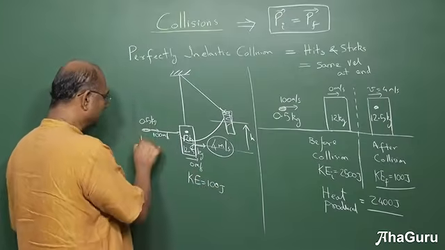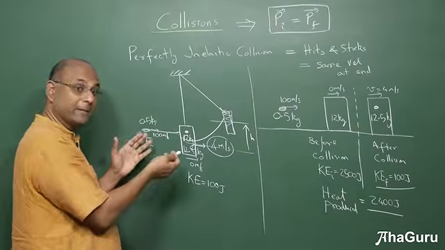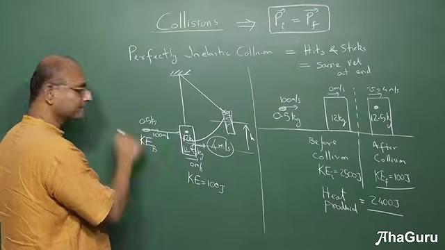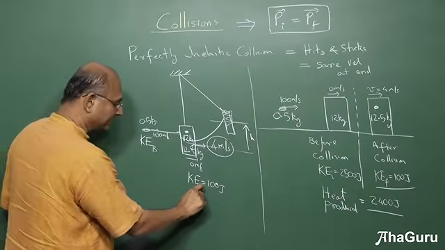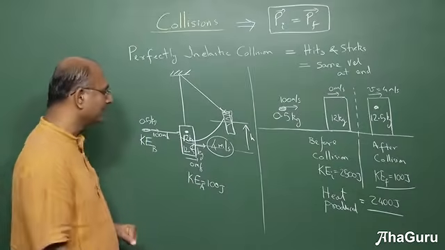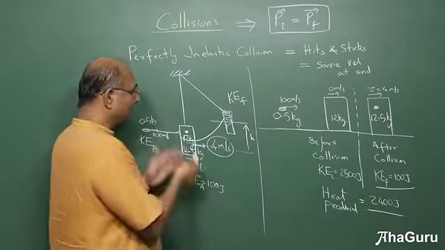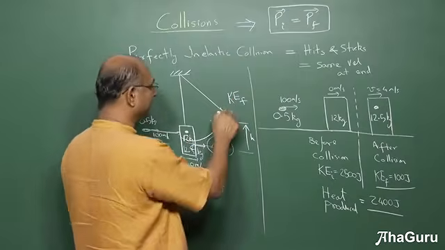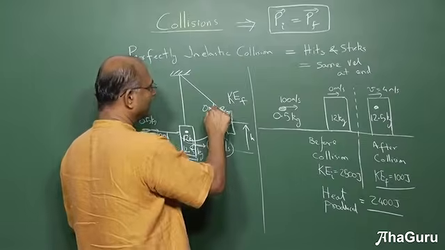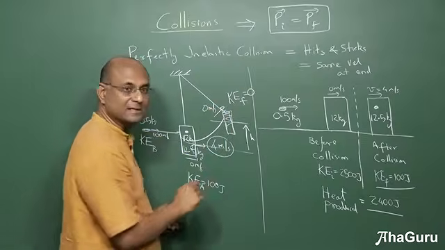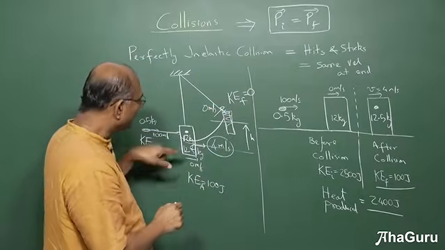So I will call this kinetic energy before collision. This is kinetic energy just after collision. And this I am going to call kinetic energy final. So when it reaches there and it stops, its velocity is 0. So kinetic energy final is 0. How will I go from here to there?